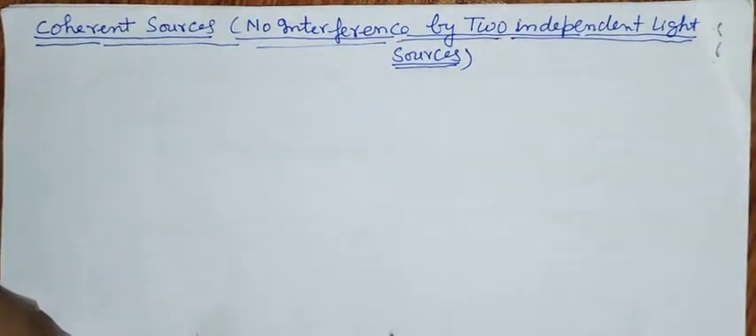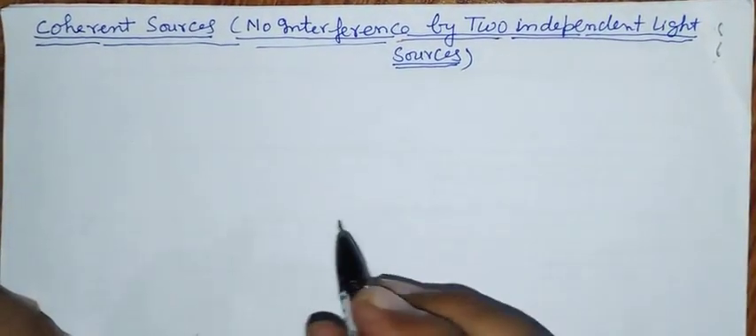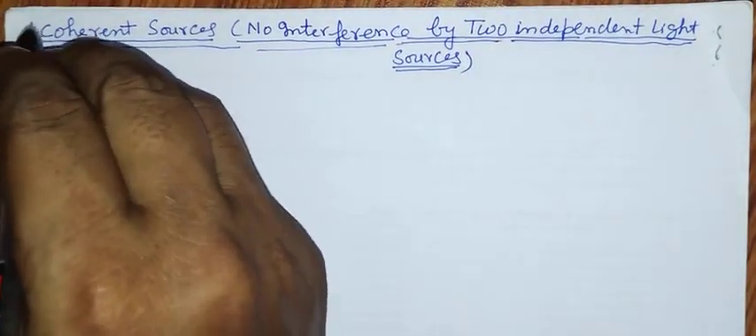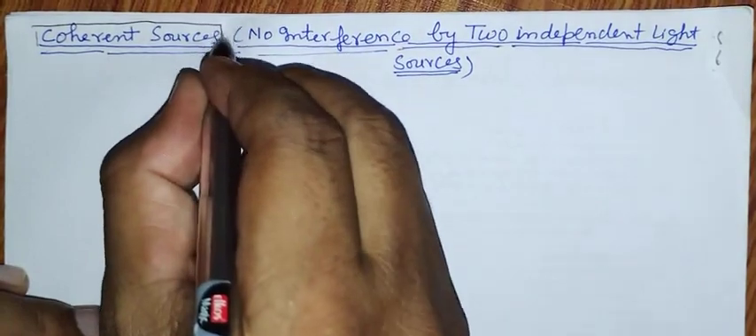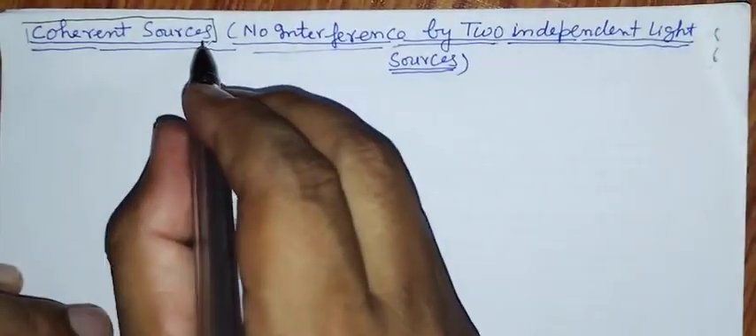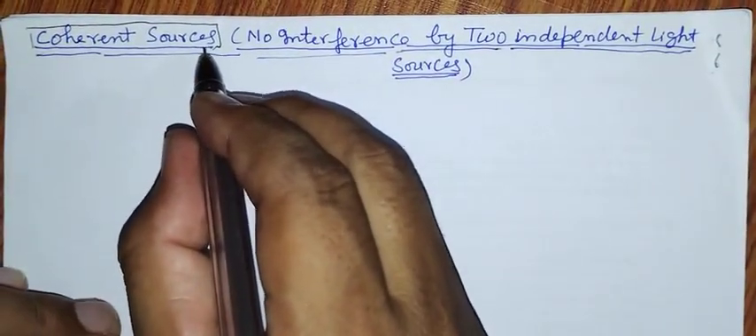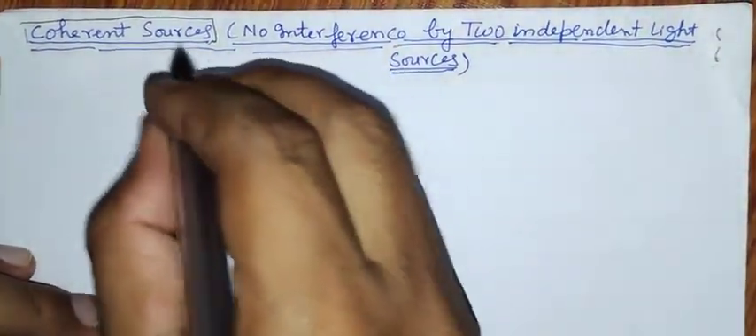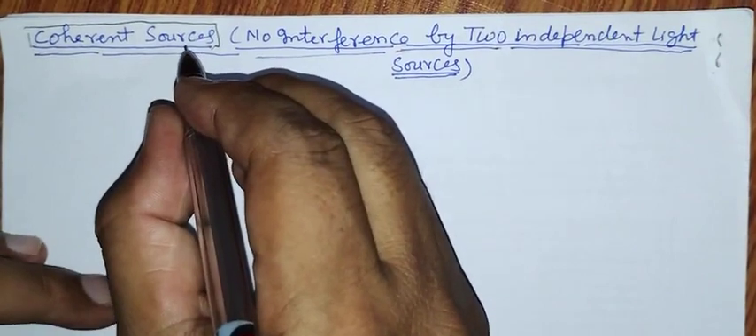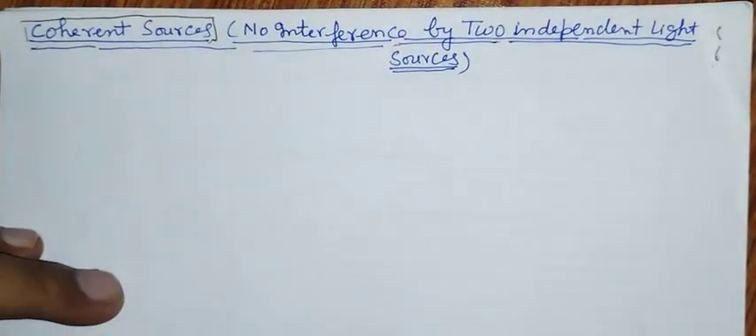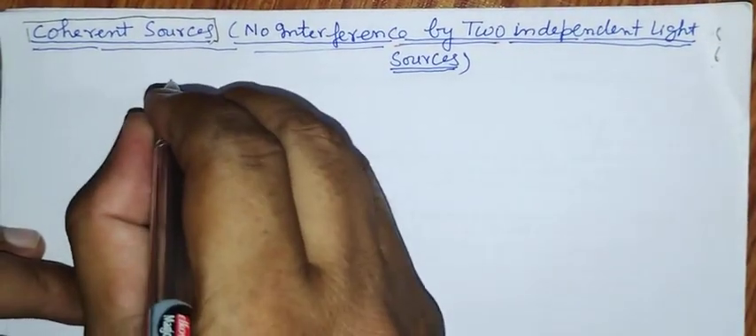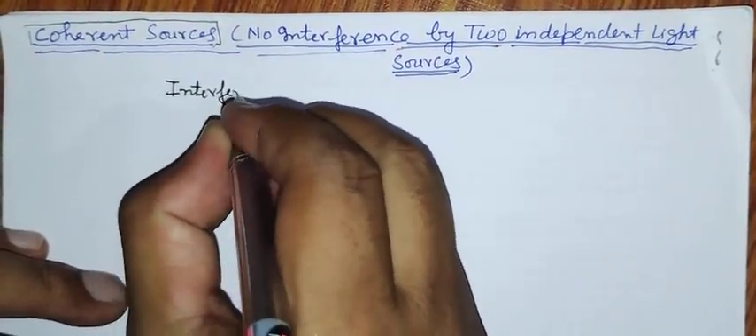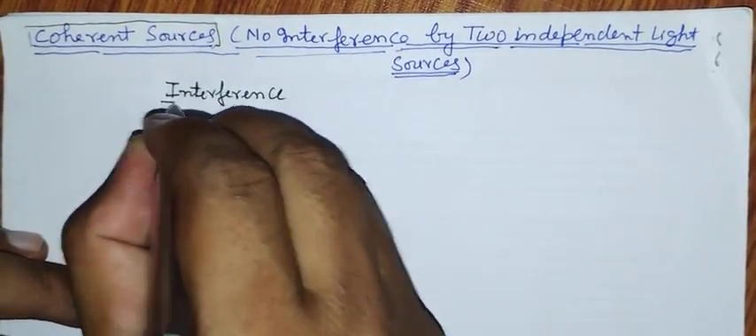Hello everyone. In this video lecture, we are going to see the term coherent sources. This coherent source is used to show the phenomena of interference. So before we see the coherent source, let us see what interference is, in short.